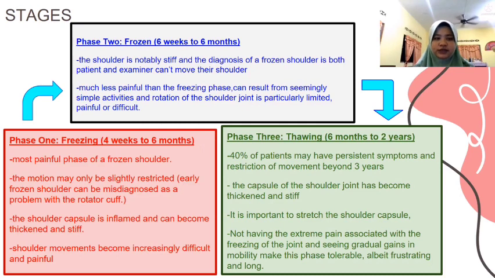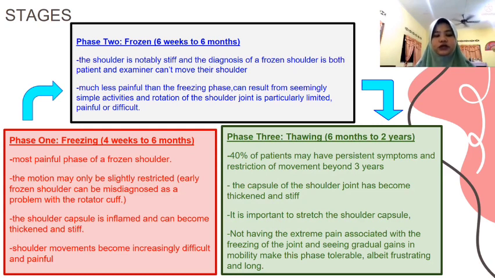Phase 1, freezing, 6 weeks to 6 months. The freezing stage is by far the most painful phase of frozen shoulder. At the beginning of this phase, the motion may be slightly restricted, and that is why early frozen shoulder can be misdiagnosed as a problem of the rotator cuff. During this phase, the shoulder capsule is inflamed and becomes thick and stiff. As this happens, shoulder movement becomes increasingly difficult and painful.